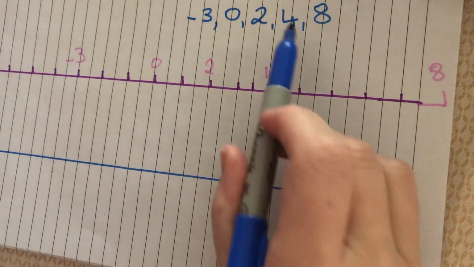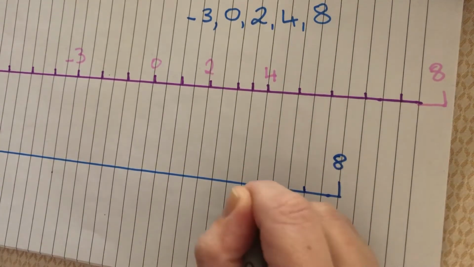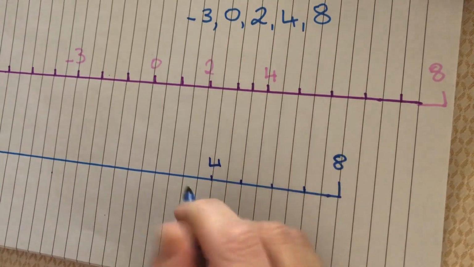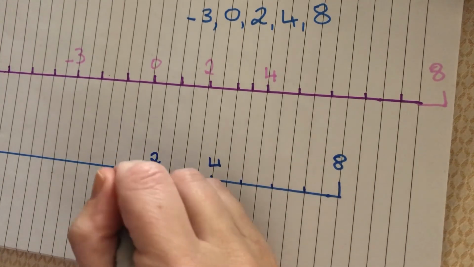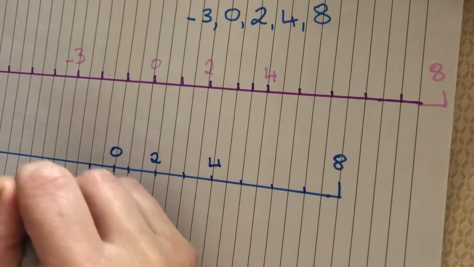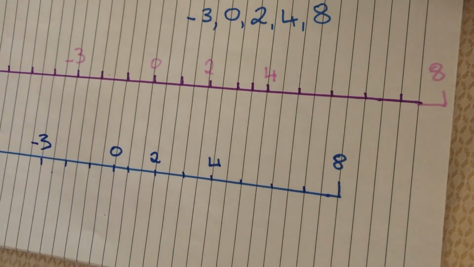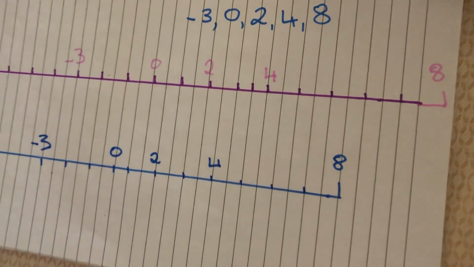All right, so now we're going to count back. 7, 6, 5, 4, okay, there's 4. 3, 2, there's 2. 1, 0, there's 0. -1, -2, -3, there's -3. All right, so again, we've done exactly the same thing, just managed to make it look a little bit tidier. Okay, so that is how we position integers on the number line.